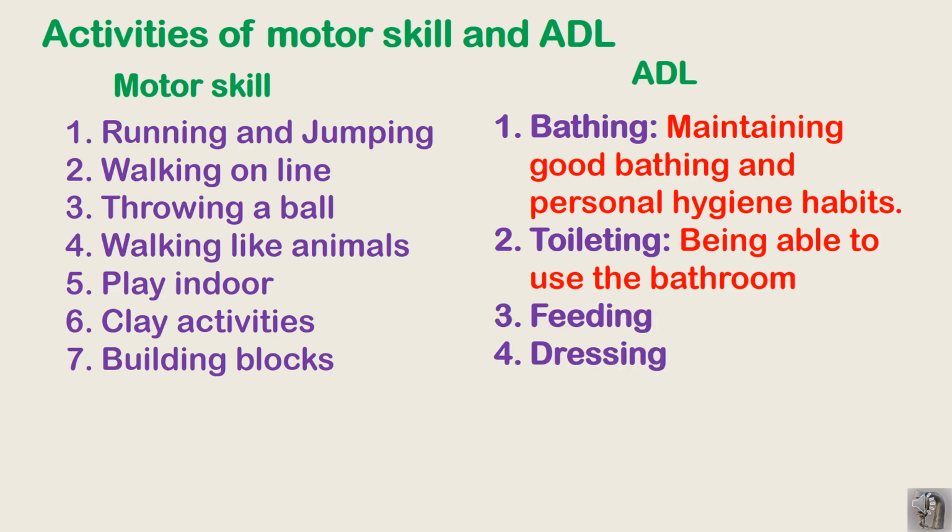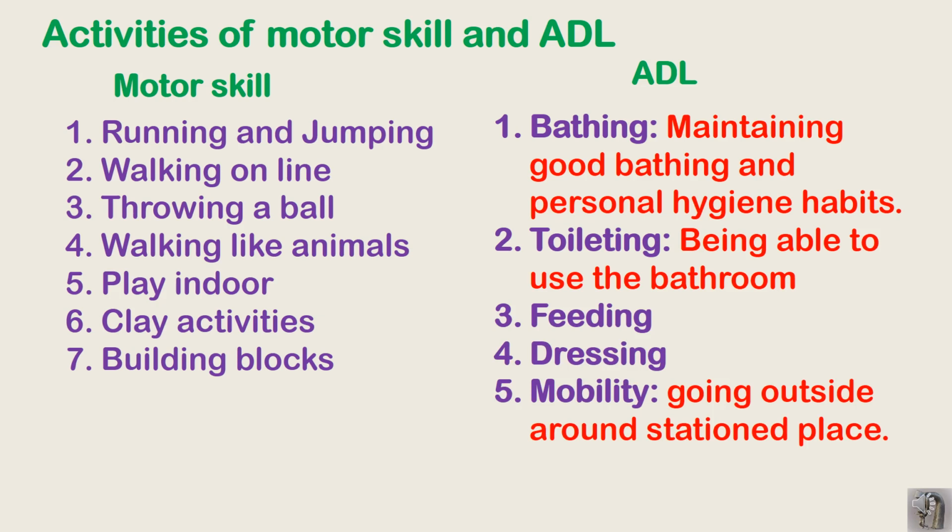And then feeding, dressing, then mobility, going outside around the stationed place. For example, if you are stationed at your house, you will go out to the garden, so you move where you were standing, you move where you were living, you move where you have just arrived somewhere, or just moving around. So that is your mobility. Okay, so that is also a very important activity which you can involve directly with children with autism, children with intellectual disabilities, so that they can improve their further performance.